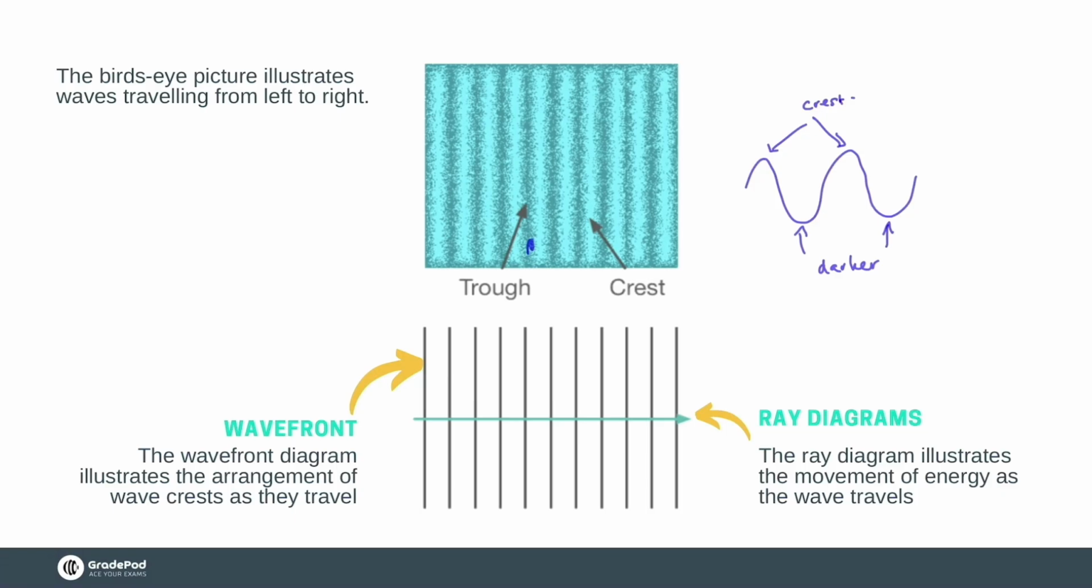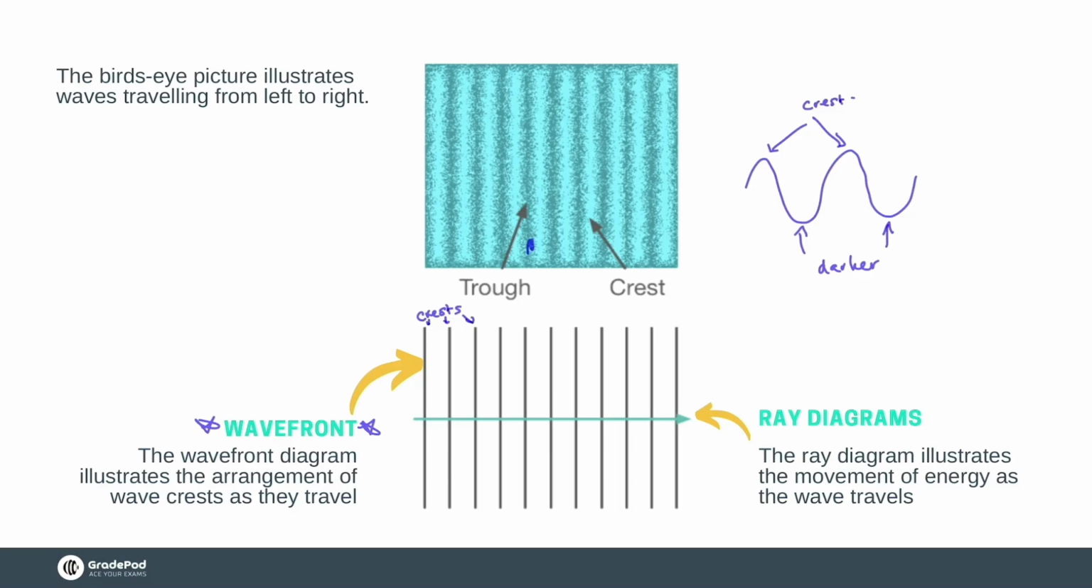And if you were to represent this real life situation in the ripple tank in a diagram, what you would do is draw a wavefront diagram. And it's basically lines showing the crests of a wave. A wavefront diagram basically illustrates the arrangement of the wave's crests as they travel. And the wavefront diagram can be quite useful when you are looking at refraction.